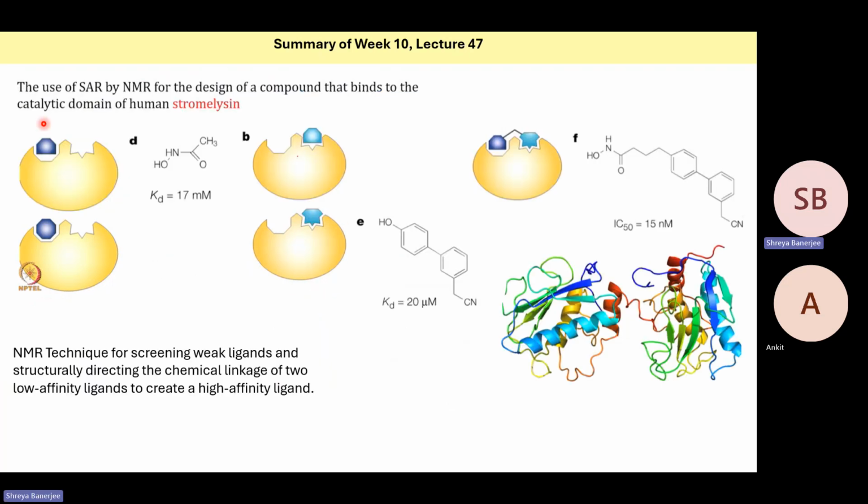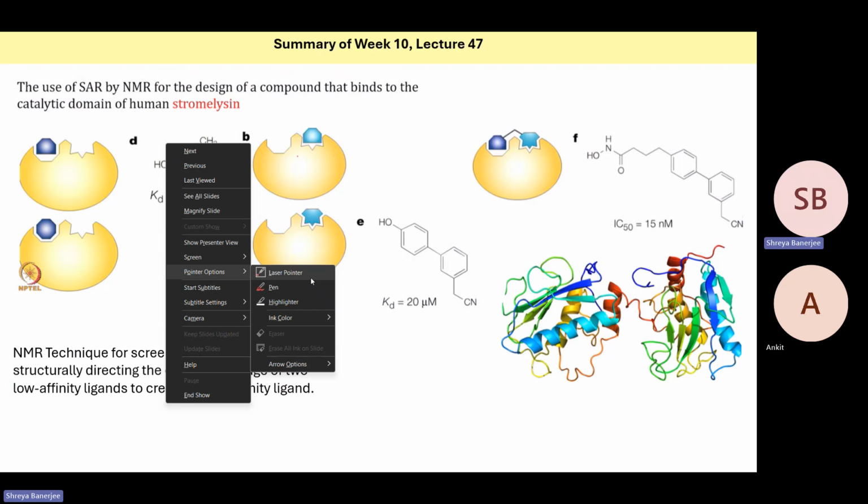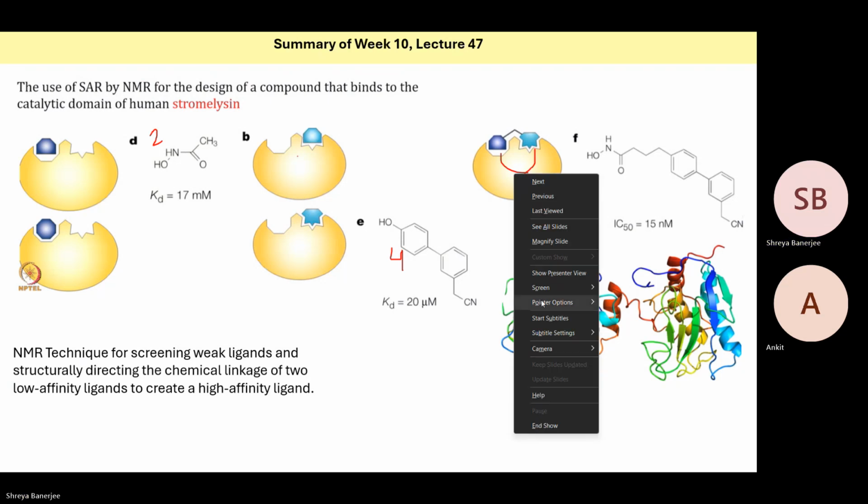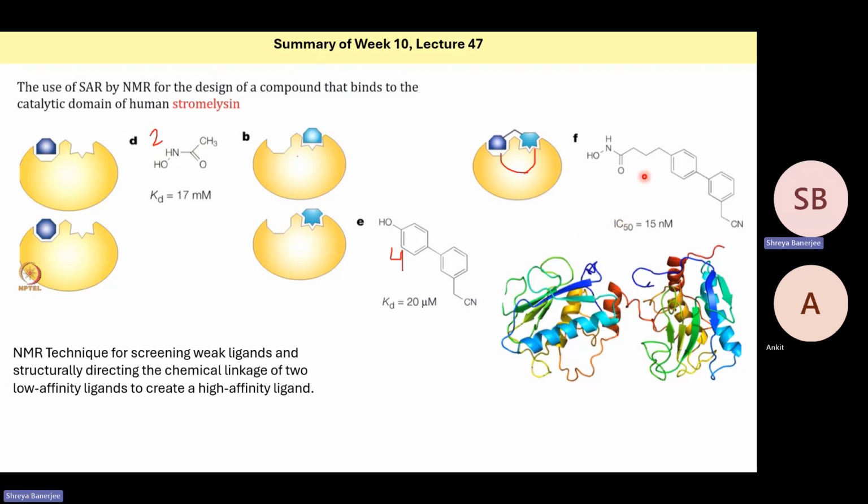Once this is done, the 2 ligands can be linked. So you can see this is the ligand molecule 2, this is the ligand molecule 4. You can link these 2 ligands. You can see here they are linked to find a third molecule which is a better binder of 15 nanomolar. So ligand molecule 2 showed binding of millimolar. The ligand molecule 4 showed binding of micromolar. But combining the 2 ligand molecules into one molecule is showing much greater binding of 15 nanomolar.